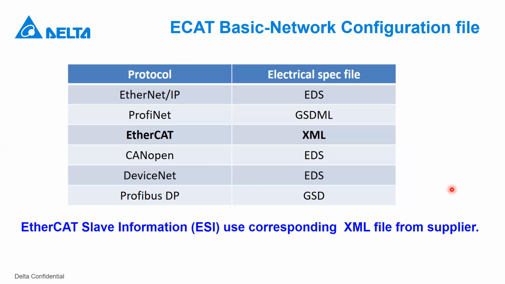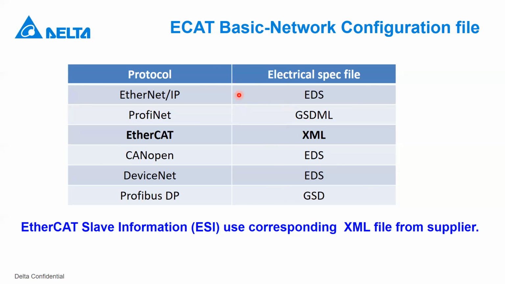Okay, and this page will just let you know the different protocol that we will use, a different description file. So Ethernet IP will use an EDS file, and Profinet we use a GSD-ML, and the EtherCAT we use an XML file. But if you ever used EtherCAT before, I think you might have heard ESI. So ESI is basically the corresponding XML file from the supplier.